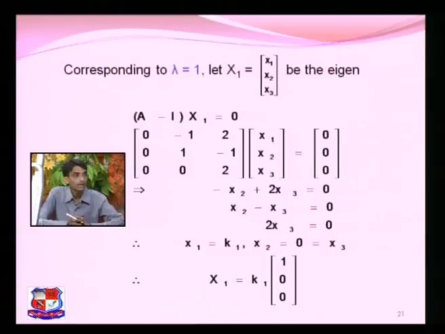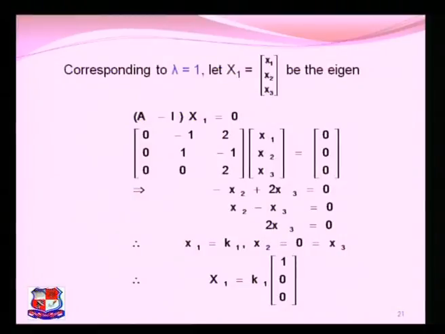So if we take x1 equal to k, then we will get capital X1, that is our first eigenvector, equal to k1 times (1, 0, 0), right? Because x2 is equal to 0, x3 is equal to 0, and x1 is equal to k. So our eigenvector will be k1 into 1, 0, 0. This is our first eigenvector with respect to the first eigenvalue lambda equal to 1. In this way we can find the eigenvector for lambda equal to 1.